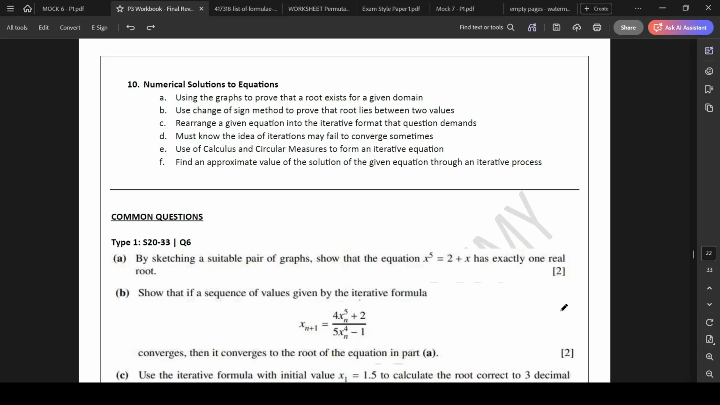Hi everyone. In this video, let us talk about all the key pointers that you must have on your fingertips in order to solve almost any equation with respect to numerical solutions to equations. Why do we call it numerical solutions over algebraic solutions? Because if you look at some kind of equation like this, which you can't solve directly to find the value of x, you need some alternate approach to solve it.